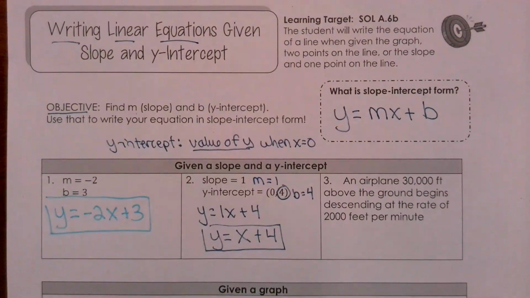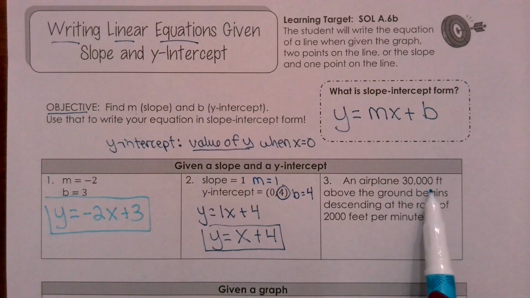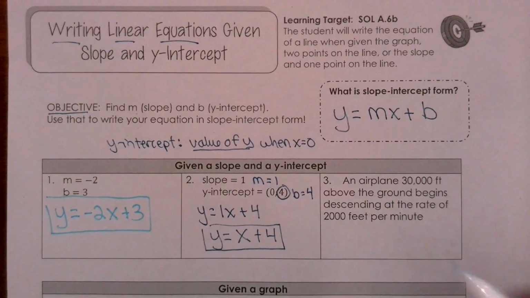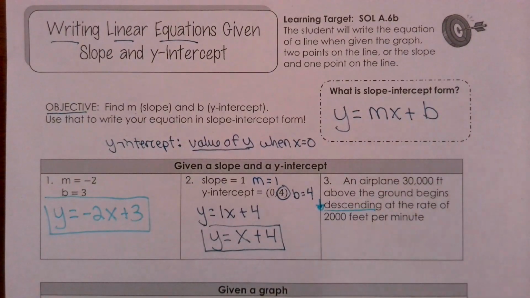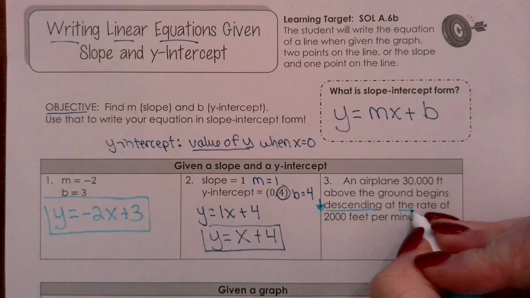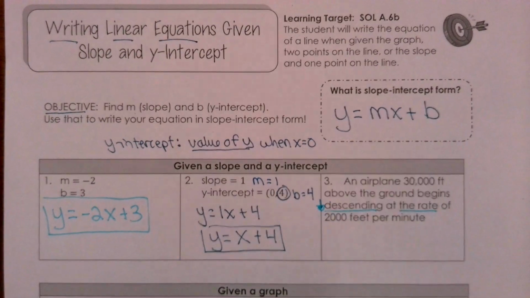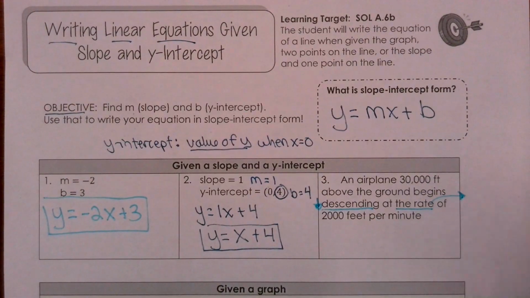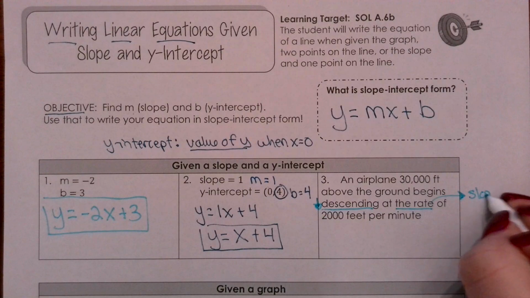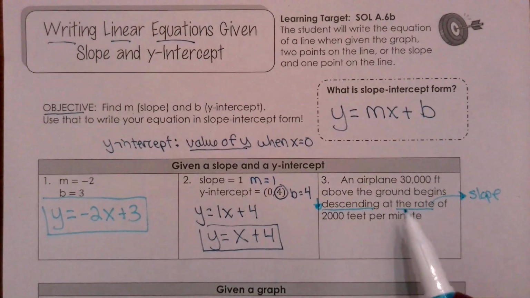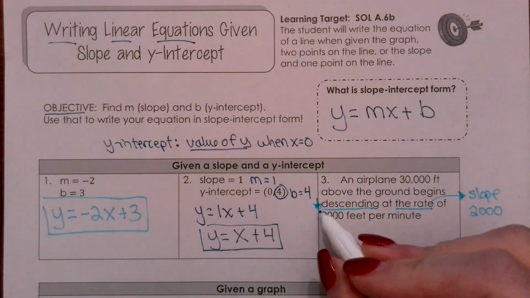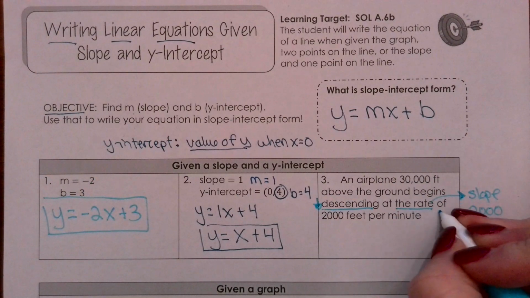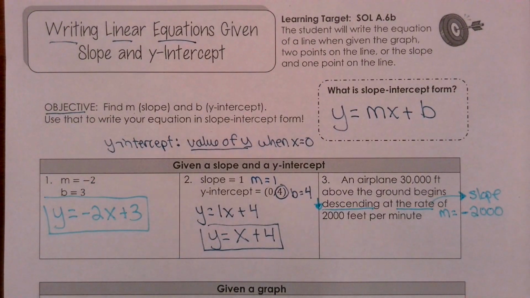This next question kind of leads us to think about what is slope. So an airplane is 30,000 feet above the ground and it begins descending. Remember, descending is going down. So that's a little hint. At the rate of 2,000 feet per minute. A rate of change is also considered slope. So this is telling me the rate of change is 2,000 feet per minute, but it's going down, so I know it's negative. So m equals negative 2,000.